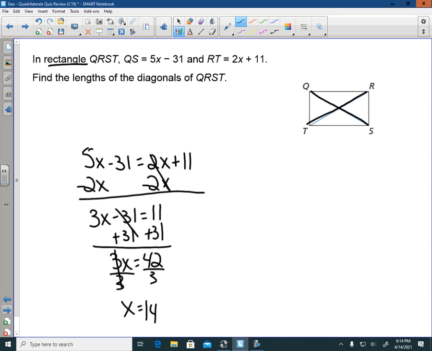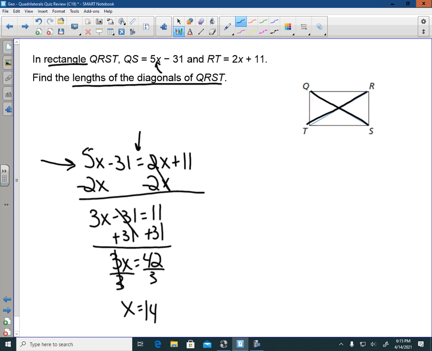So we know that x is 14, which is really great, because in order to figure out the lengths of the diagonals, we needed to know what x was. And then in order to find out what x is, we needed an equation. And in order to build that equation, we needed the theorem that told us that the diagonals of a rectangle are equal to each other, or congruent. And that's where we got our equation.